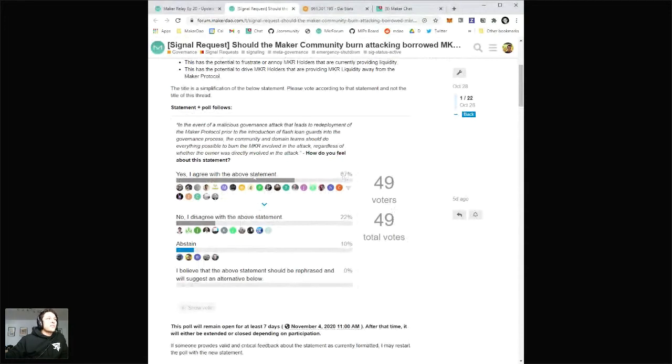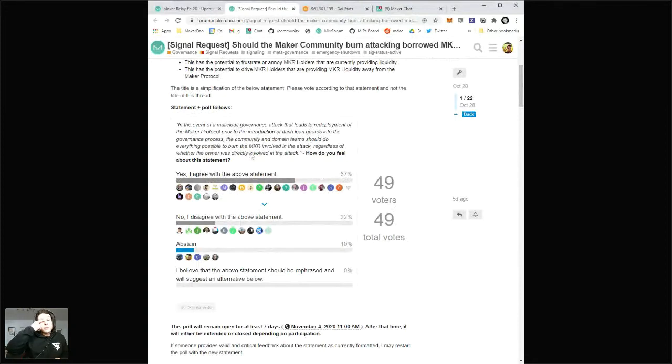67% of which said they agree with the above statement, that in the event of a malicious governance attack that leads to redeployment of the Maker protocol, prior to the introduction of flash loan guards into the governance process, the community and domain teams should do everything possible to burn the MKR involved in the attack, regardless of whether the owner was directly involved in the attack.